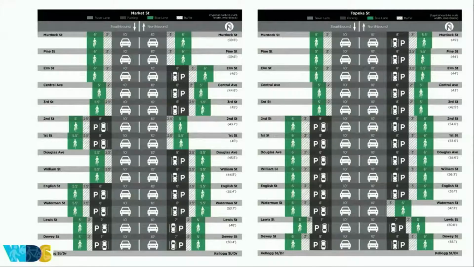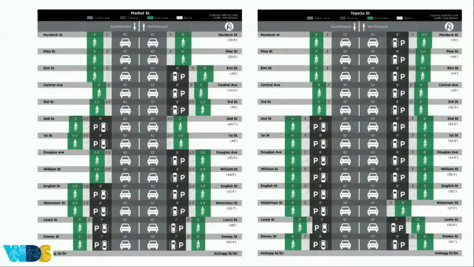And you'll notice that Market is on the left, Topeka is on the right, that there are some areas where in order to fit this all, parking would be removed from one side of the street. And I point that out because that's something that we want to get feedback and input on. But it shows where the bicycle facilities are, where the buffer, the size of the buffer, the parking, the size of the travel lanes, and so forth. So you can see it on a particular street, from a certain block to another block, and so forth.